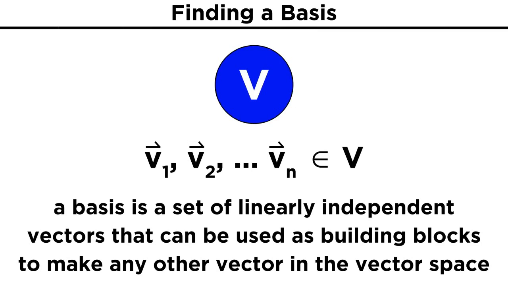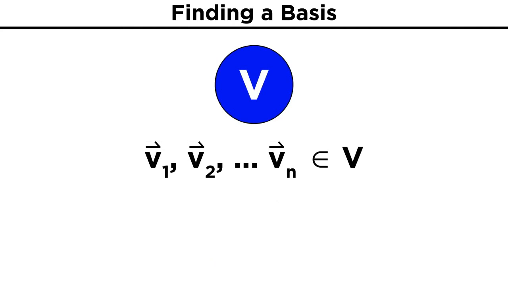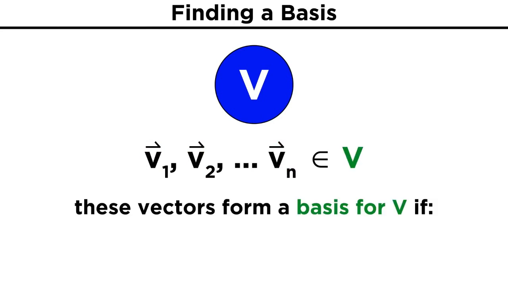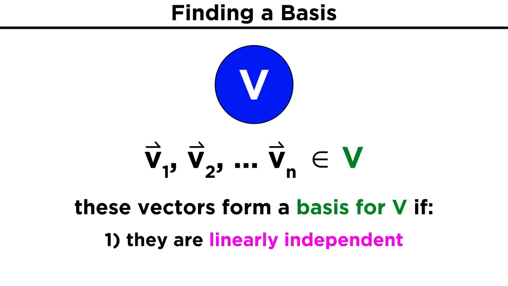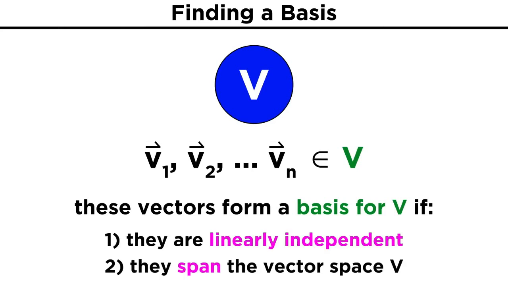To put it as simply as possible, a basis is a set of linearly independent vectors that can be used as building blocks to make any other vector in the vector space. Written out, the vectors v1, v2, all the way to vn form a basis for the vector space V if and only if these vectors are linearly independent and the vectors span the space V.